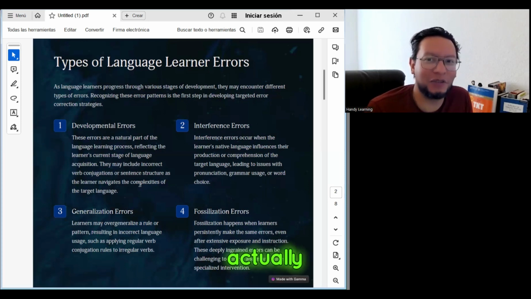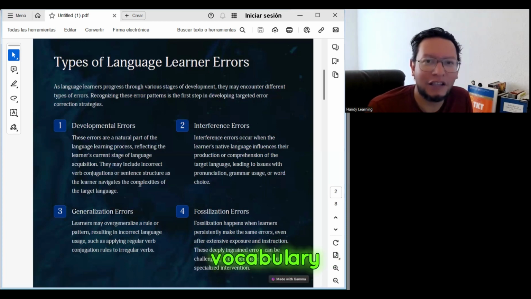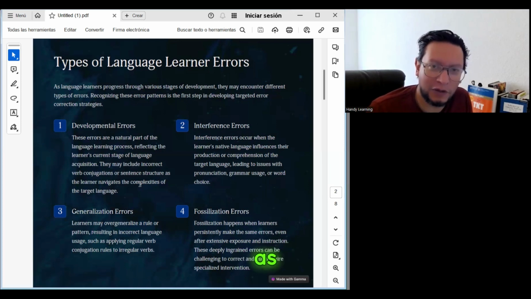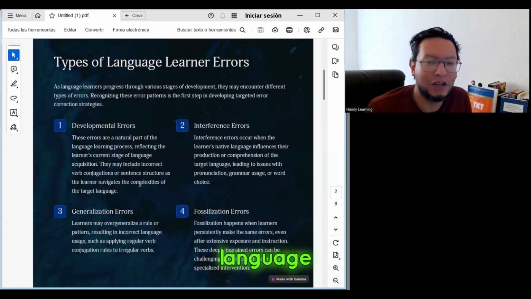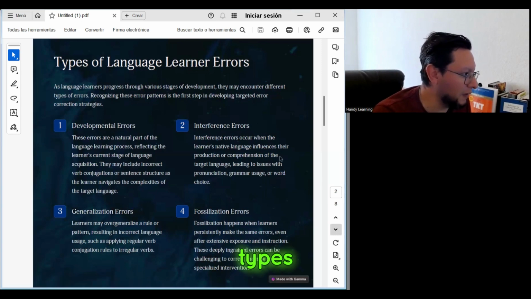We all have fossils, actually, I have to say. We need to check our language and be aware of that so we can correct ourselves. But we have fossil errors even in our native language, with pronunciation, with vocabulary, they will be there. So we need to deal with fossil errors as well. But if they make a big problem in the production of a language, we have to be very careful or bring some other strategies to correct that error. So these are the types of errors.